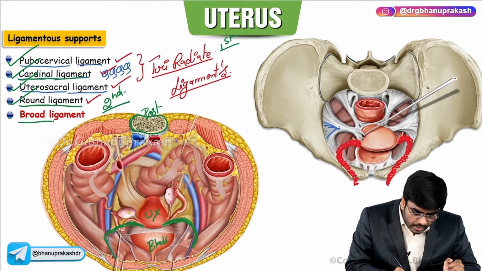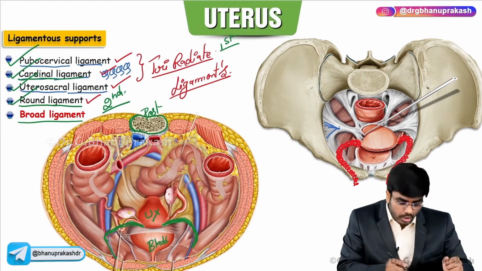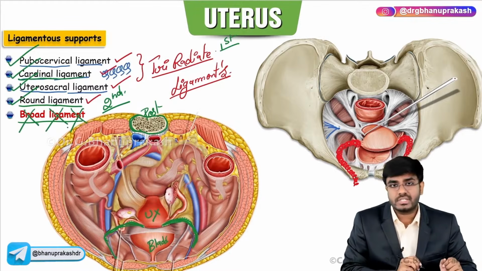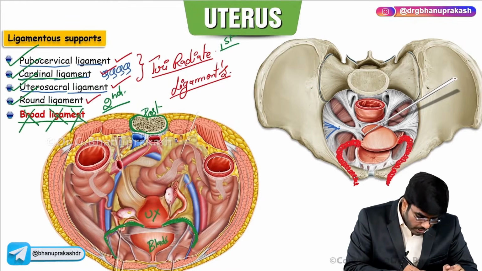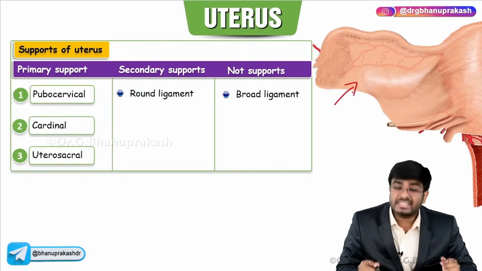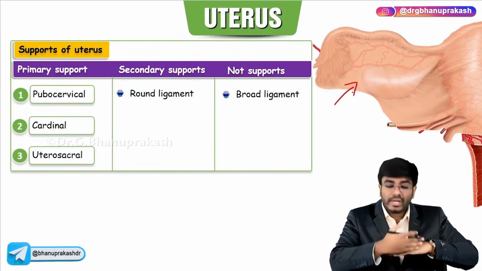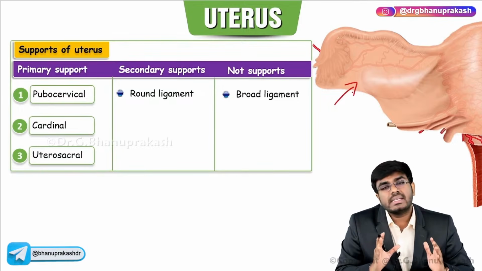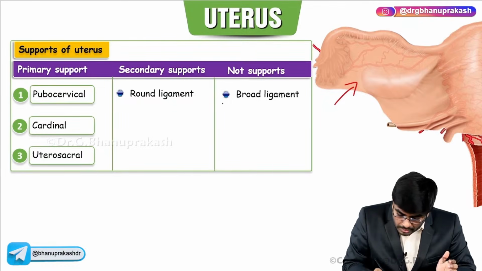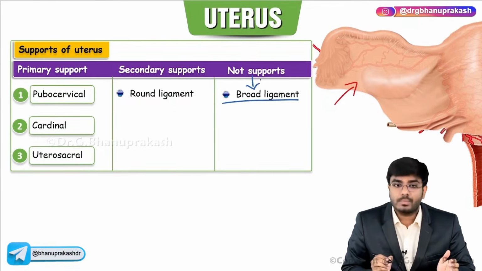Now, broad ligament, is it a support at all? No, broad ligament is not a support of the uterus. We all know this broad ligament, right? The structure which you are seeing over here is a peritoneal covering, a double folded peritoneum. Broad ligament is not a support at all. So broad ligament is under the non-supports.